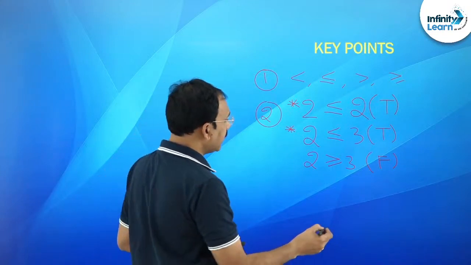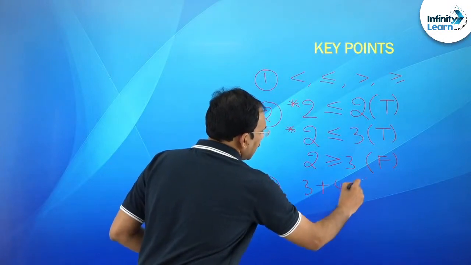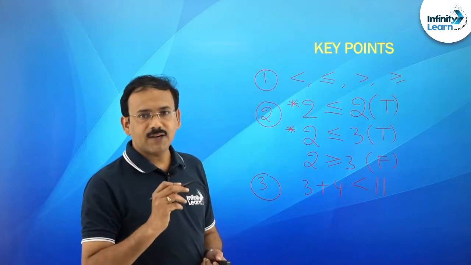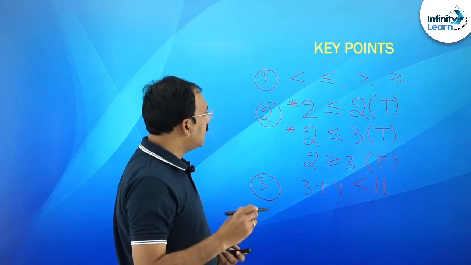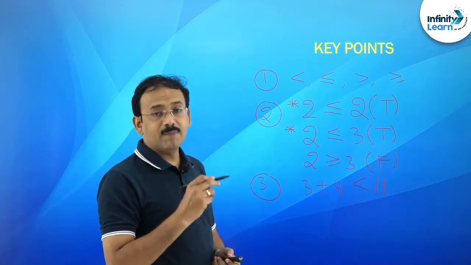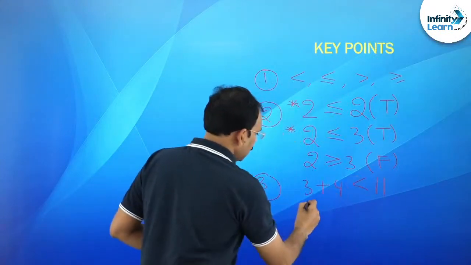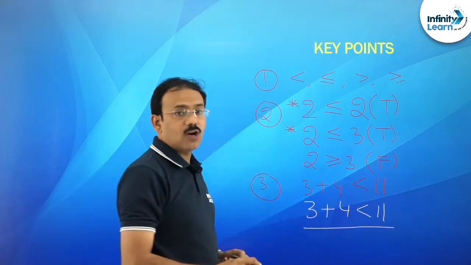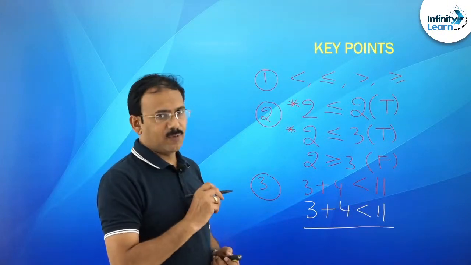Then the third point: 3 plus 4 is less than 11. Is it an inequation? In fact, no, friends, it is just a statement, because an inequation must contain some variable, it must be an open sentence. So 3 plus 4 less than 11 is not at all an inequation, it is just a statement, that is another point.